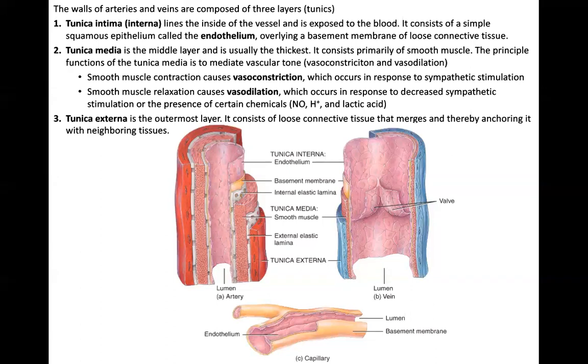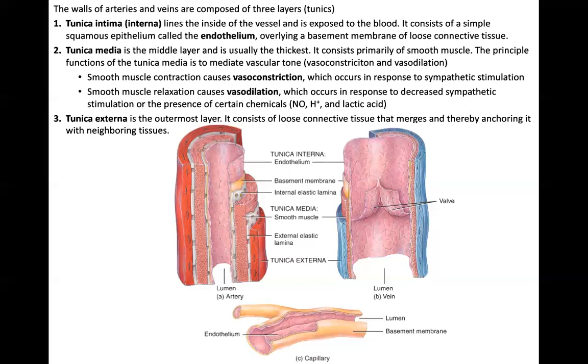Now, as I mentioned, a lot of that has to do with the middle and the outer layer. The media is the middle layer, usually the thickest, especially with arteries, and consists primarily of smooth muscle. The principal function of our tunica media is to mediate what we call vascular tone by way of vasoconstriction and vasodilation, where we can either contract those muscles and thus kink a garden hose when we want to shut down blood flow, or dilate them, meaning the muscles relax and the lumen opens up more.